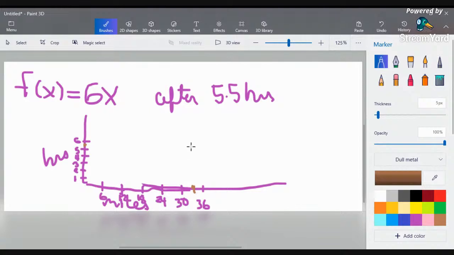So this will be your graph. When we have 5, we get 30. When we have 4, we get 24. When we have 3, we get 18. When we have 2 hours, we get 12. And when we have 1 hour, we get 6. So, if only my drawing were straight, but it's not that straight.